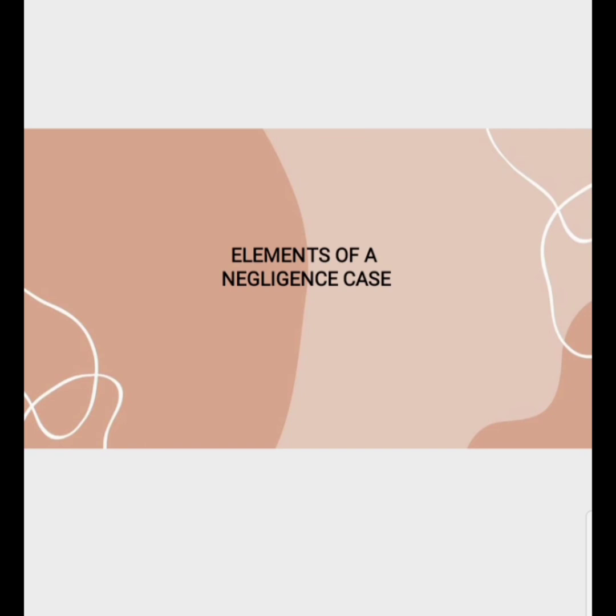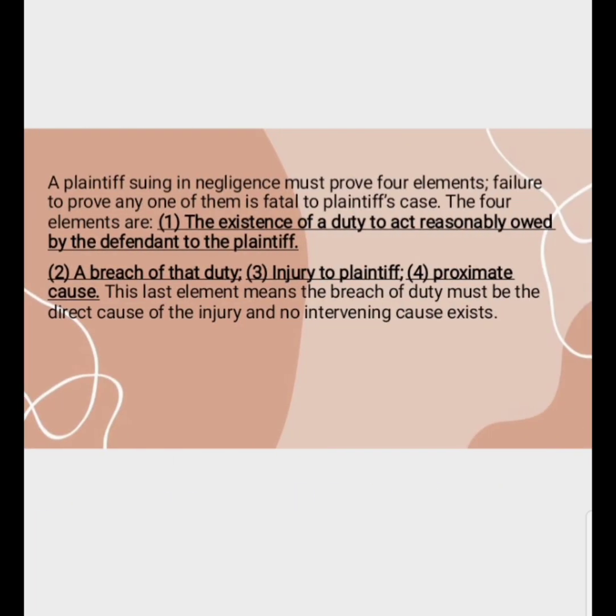Elements of a negligence case. A plaintiff suing in negligence must prove four elements. Failure to prove any one of them is fatal to the plaintiff's case. The four elements are: first, the existence of a duty to act reasonably owed by the defendant to the plaintiff. Second, a breach of that duty. Third, injury to the plaintiff. Fourth, proximate cause. This last element means the breach of duty must be the direct cause of the injury and no intervening cause exists.